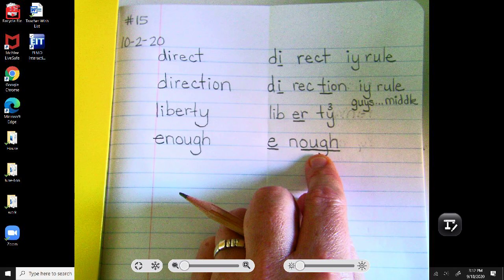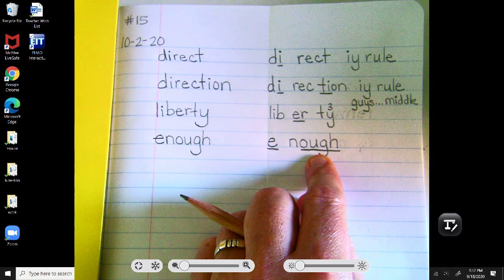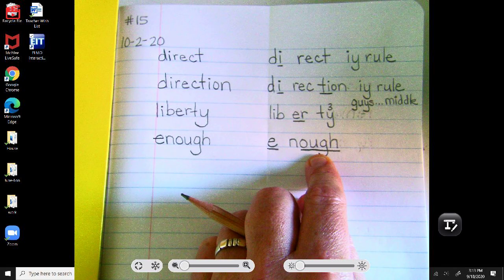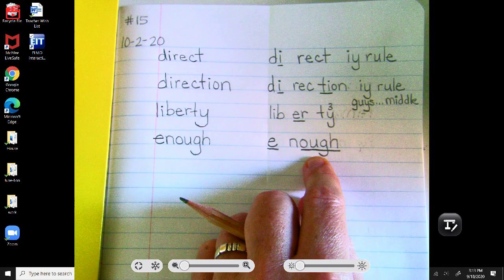It has 6 sounds. O, oo, uff, off, ah, ow. Right? O, oo, uff, off, ah, ow. So now we've underlined it.